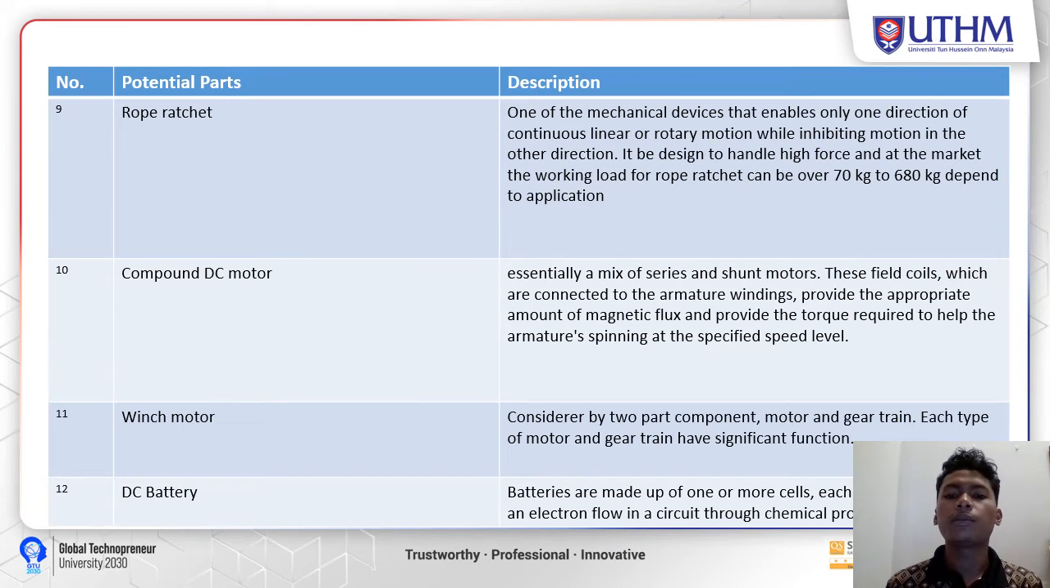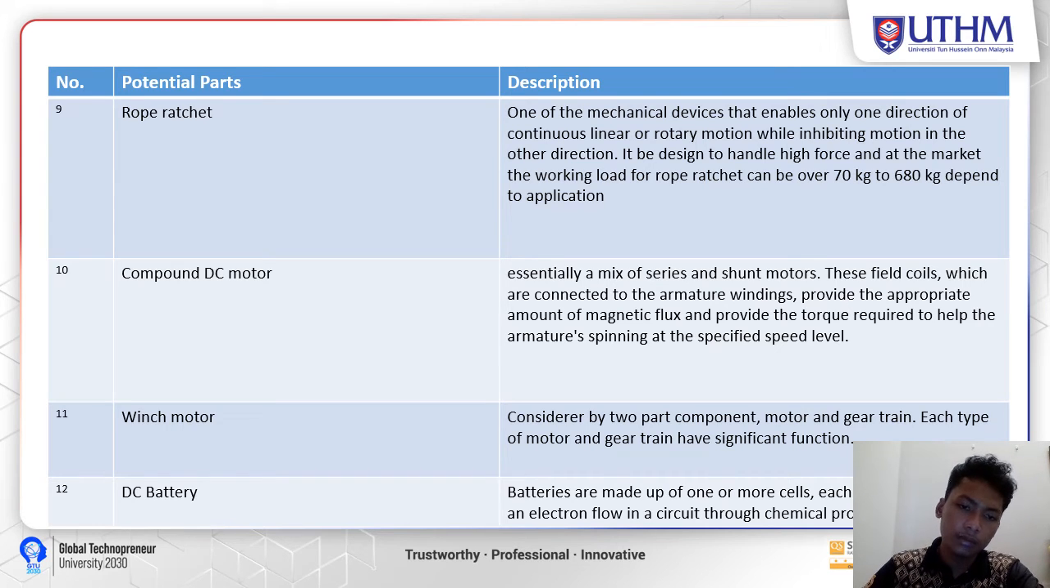Rope ratchet is a mechanical device that enables continuous linear or rotary motion in one direction while preventing motion in the other direction. It is designed to handle high force and is available on the market. The working load of the rope ratchet can range from 70 kg to 180 kg depending on the application.